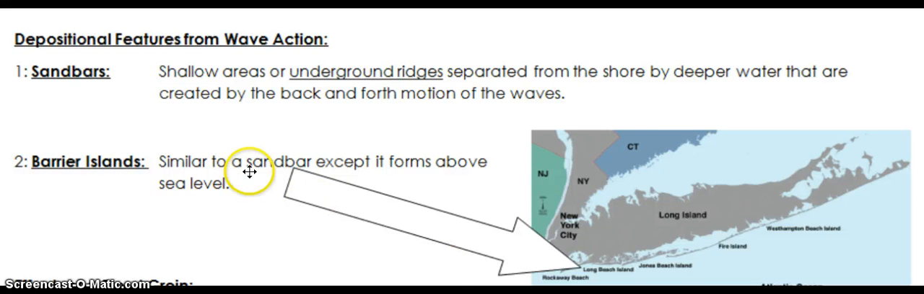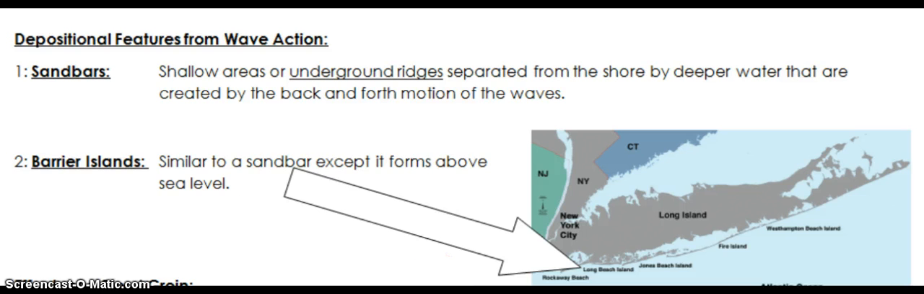Another thing that can happen is what's called a barrier island. Now these are similar to sandbars, except they do go above sea level. Okay, so if you look at this picture here, here's Long Island, and then these are these barrier islands off the coast. They're pretty far back, and that's due to that wave movement and how they're pulling the sediment back and forth. But we are going to see these depositional pieces where they actually go above sea level.